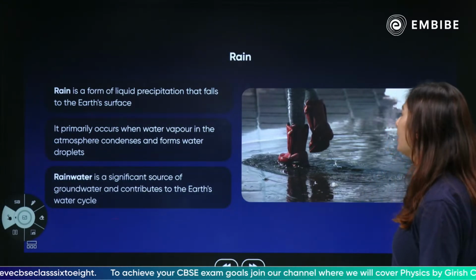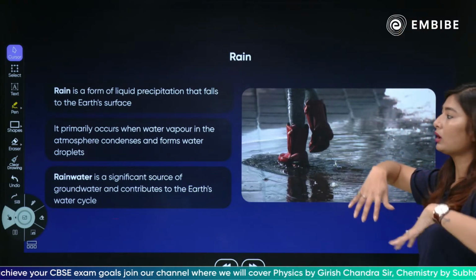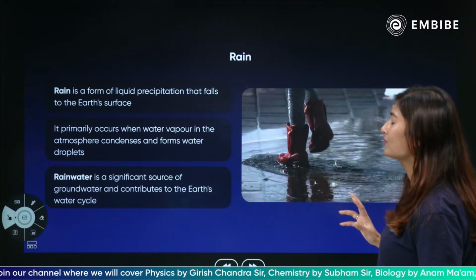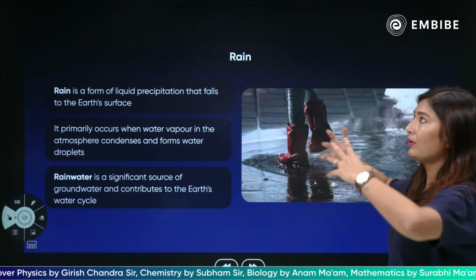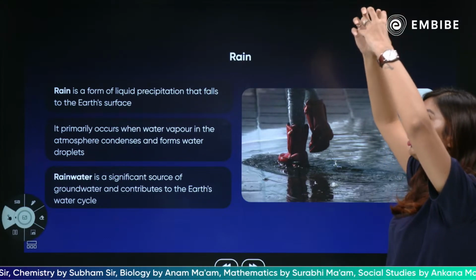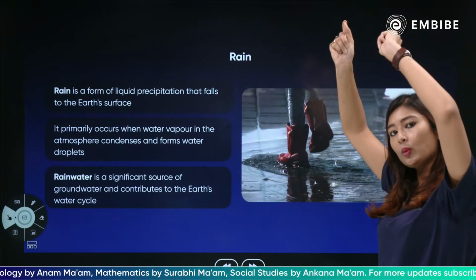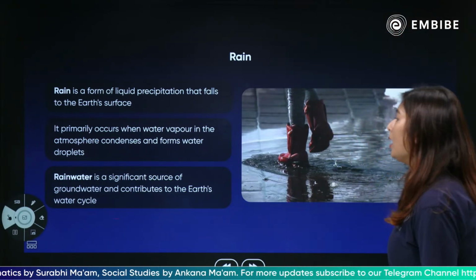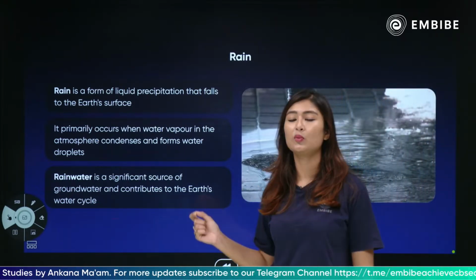That is sleet. So rain is when the precipitation, when the falling of the water happens in liquid form. It primarily occurs when water vapor in the atmosphere cools down, condenses and forms water droplets. So water vapor will rise, together it will form clouds. Clouds will get heavy, will cool down, and then the moment it cools down, the gas will change into liquid and those water droplets will be formed and they will fall down. That is rain. Rainwater is a significant source of groundwater and contributes to Earth's water cycle.